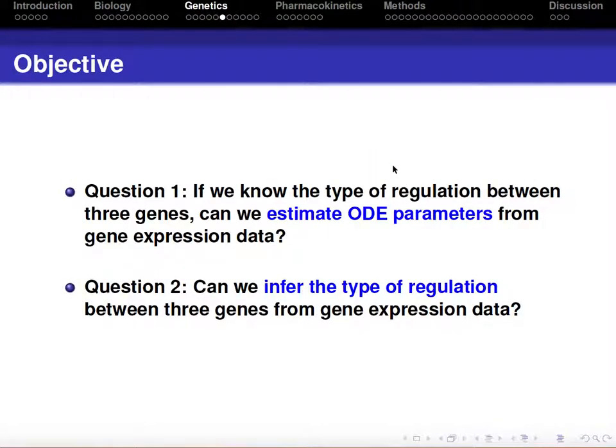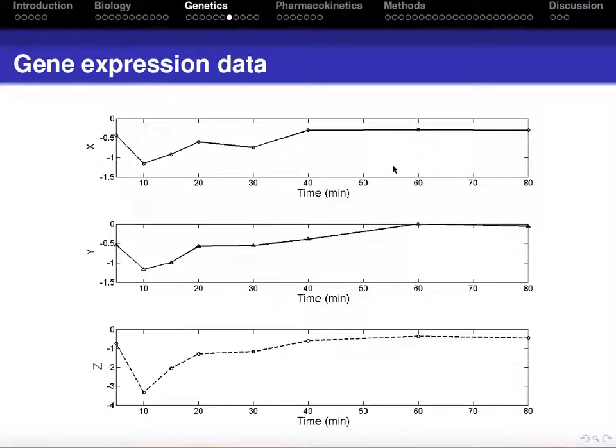The second question is, if we don't know the type of regulations, how can we infer the type of regulation between these 3 genes? So these are the 2 questions we want to address. And this is the gene expression data.